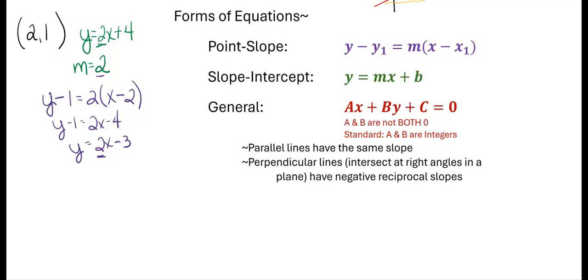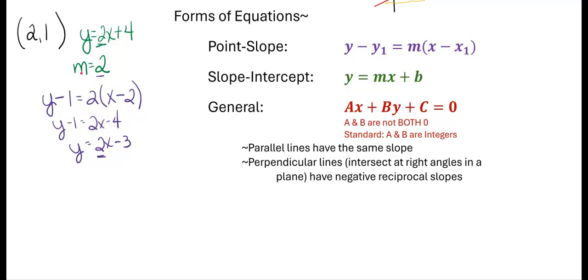That's if I gave you the instructions to write the equation of a line that is parallel to the green one. But what if I said, write the equation of a line that is perpendicular to the green line and passes through the point 2, 1? Once again, I would need this point and the slope. Now, I know that the slope of this green line is 2.